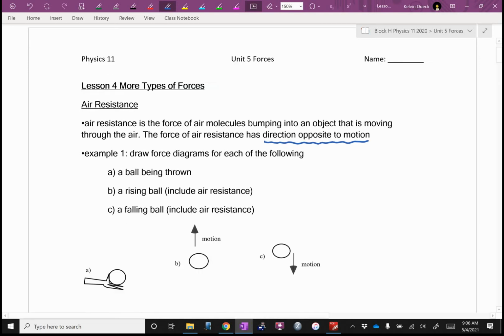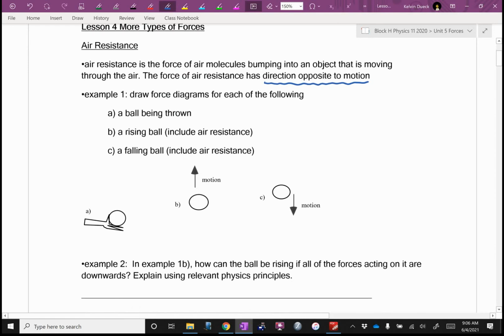So example 1 says, draw free body diagrams or force diagrams for each of the following.